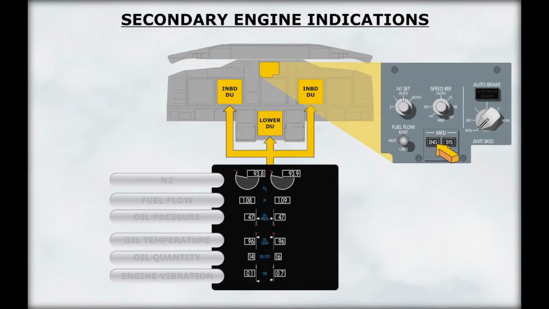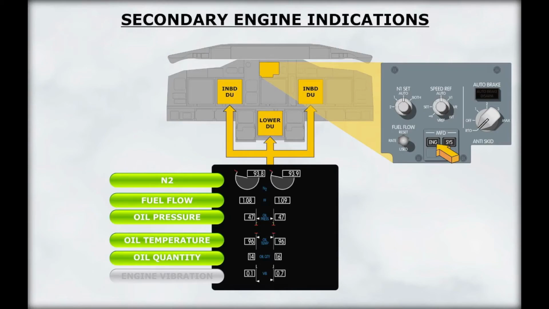Secondary engine instruments consist of N2, fuel flow, oil pressure, oil temperature, oil quantity, and engine vibration indications. The secondary engine indications are normally not displayed. However, the display select panel and the engine switch on the engine display panel are used to display the secondary engine indications on either inboard display unit or the lower display unit.